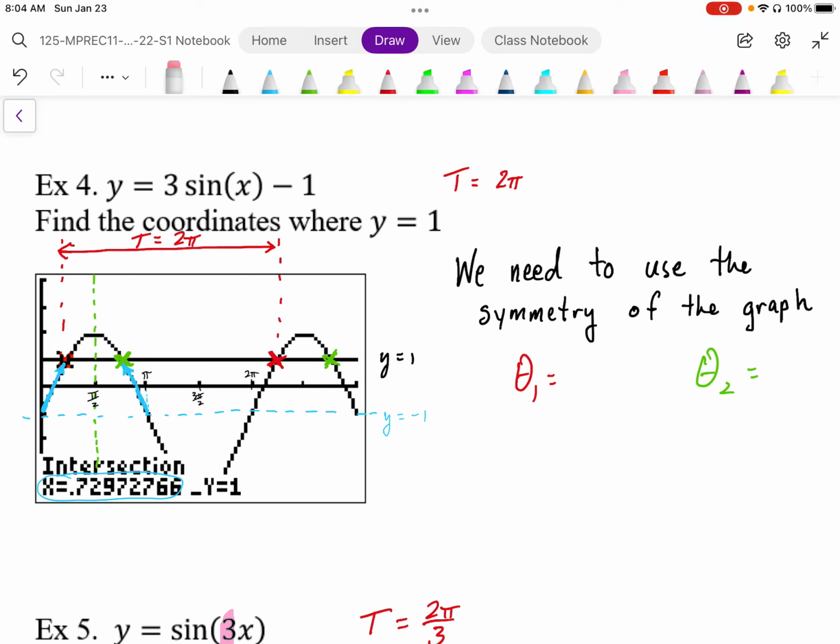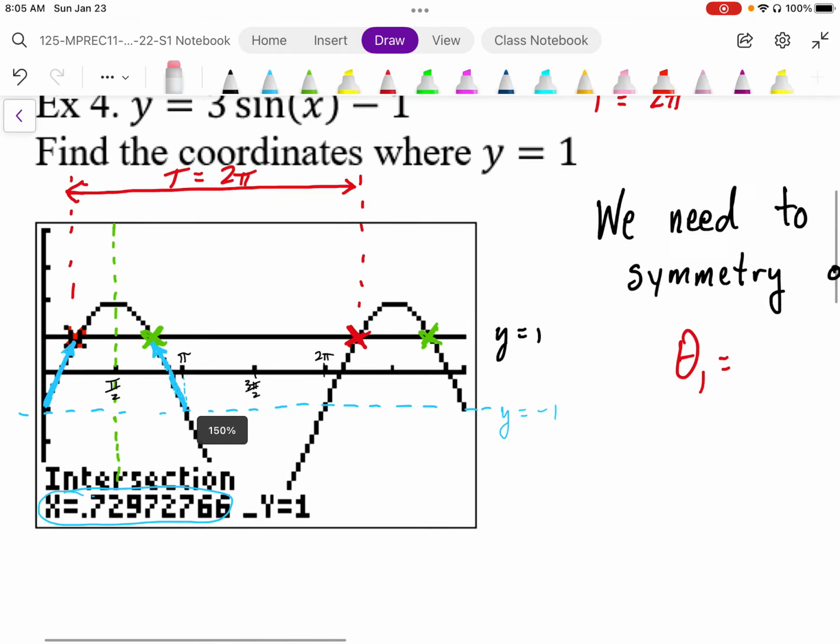Now the key to this problem is we need to use the symmetry of the graph. And we want to find that green point. So I've labeled the red point as theta 1 and the green point as theta 2. And we're going to use symmetry to find that green position. Now this is related to theta 1 and theta 2 in the circle as well. So there's this symmetry that we're going to use to find that coordinate.